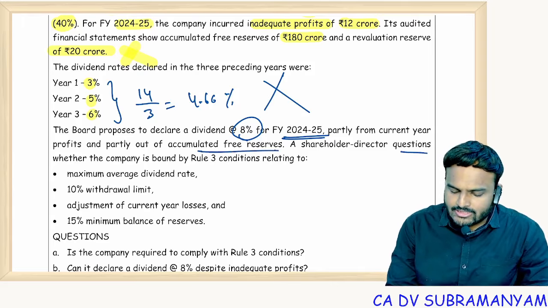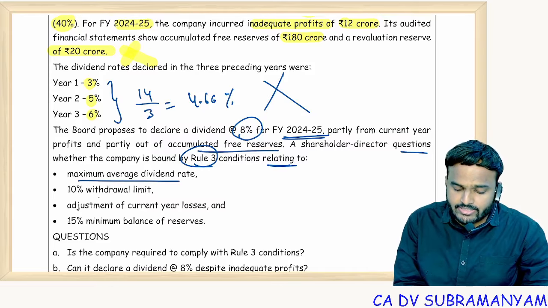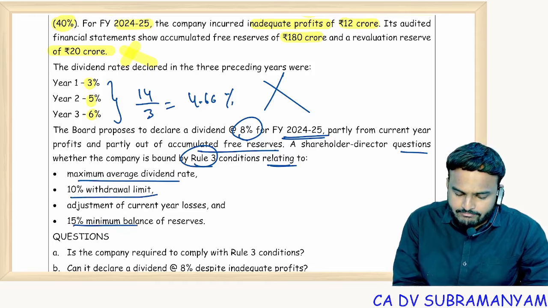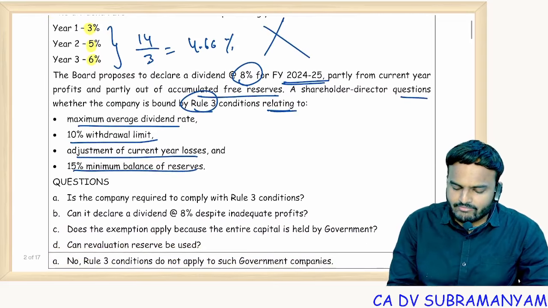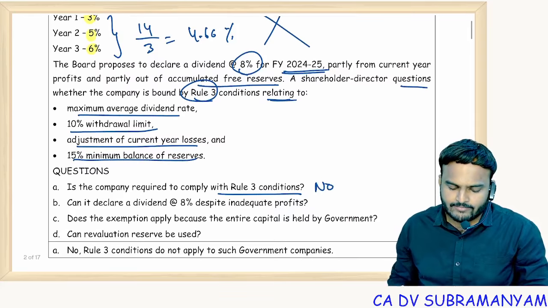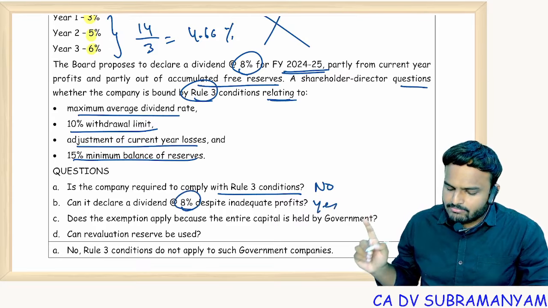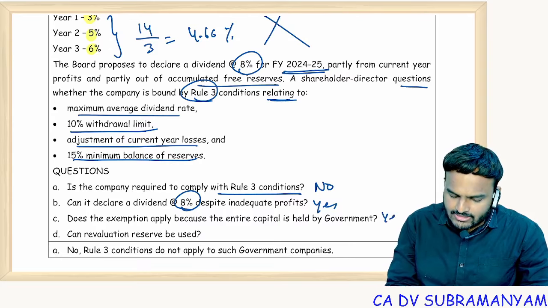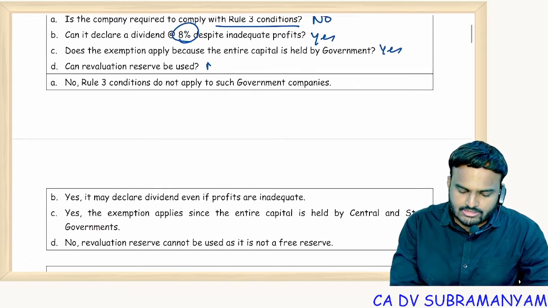A shareholder director questions whether company is bound by Rule 3 conditions relating to maximum average dividend rate, 10% withdrawal, 15% minimum balance, adjustment of current year loss. Is company required to comply with Rule 3 conditions? No, it is 100% government owned company. Can it declare 8% from inadequate profits? Yes. Does the exemption apply because entire capital is held by the government? Yes. Can revaluation reserve be used? No.